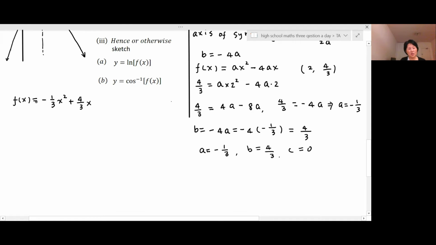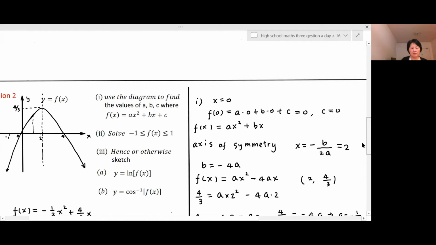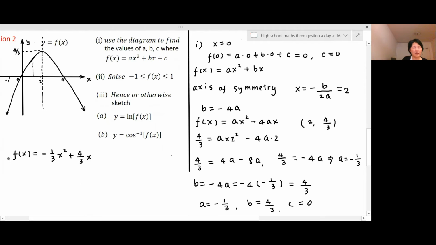Okay, now this function, so coming to minus 1 on 3 x squared plus 4 on 3 x here. Okay, we did the first part already. So now we do the second part here. Second part is solving f(x) between less than or equal to 1 and larger than or equal to minus 1. Okay, we try to solve now.